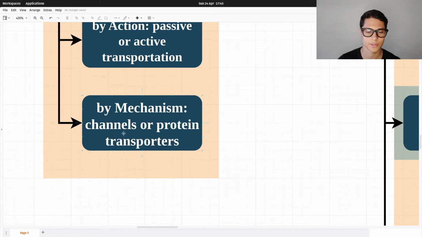If we classify transport by mechanism, we have channels and protein transporters. The main difference here is that protein transporters can go in both ways. Channels, on the other hand, can only go one way.